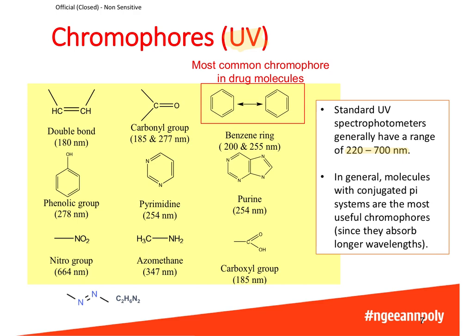In general, the molecules that have conjugated pi systems, which is the alternating double bonds and single bonds, would be the most useful chromophores because they will absorb light at longer wavelengths. Among the different chromophores, the benzene ring is actually the most common chromophore that's found in drug molecules.